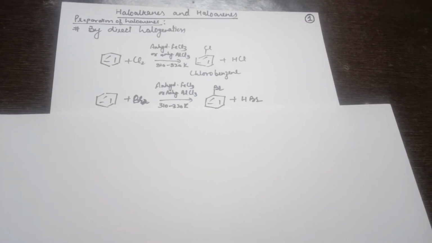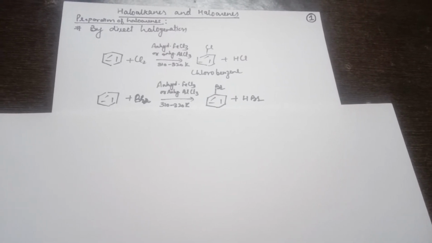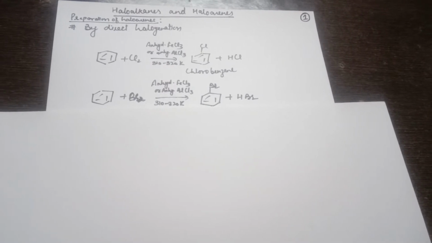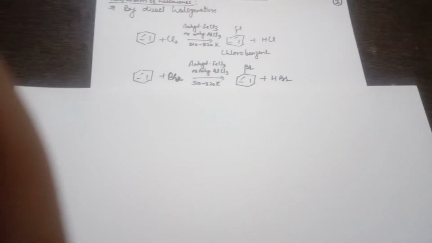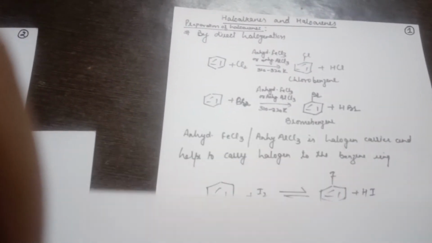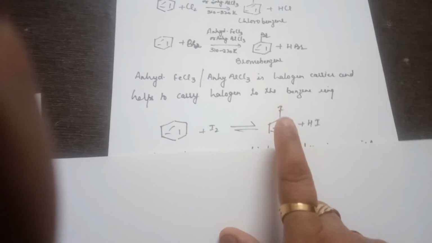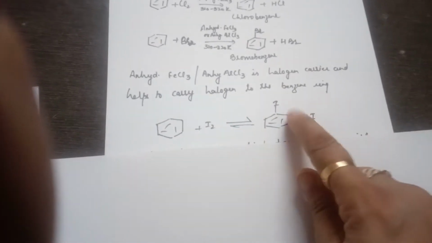But first, in this reaction, anhydrous FeCl3 or anhydrous AlCl3 plays a very important role as a Lewis acid and helps in the direct substitution of halogen on the benzene ring. So in this way we can prepare chlorobenzene as well as bromobenzene. If I talk about preparation of iodobenzene, as I am showing you in the next reaction, you see the sign shown here is reversible. That means the iodination reaction is reversible. Why is it reversible? Because of the formation of HI.